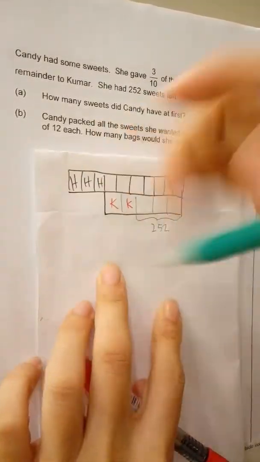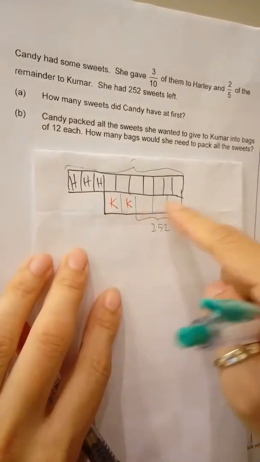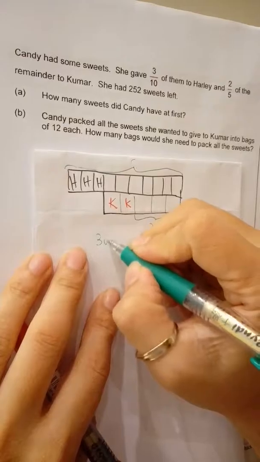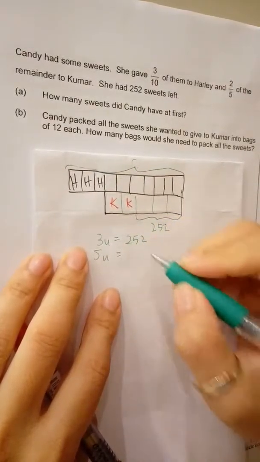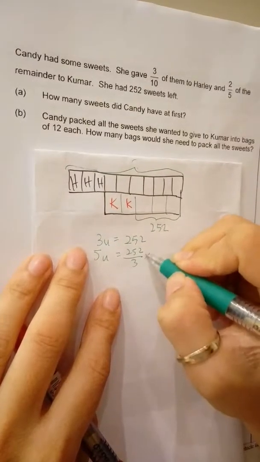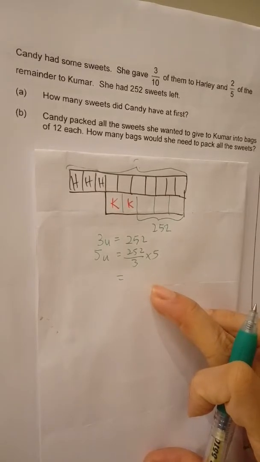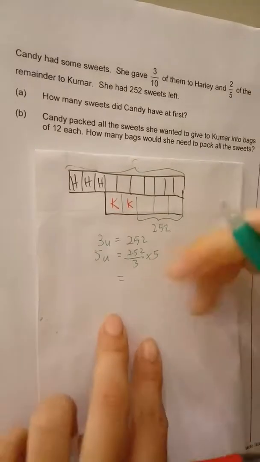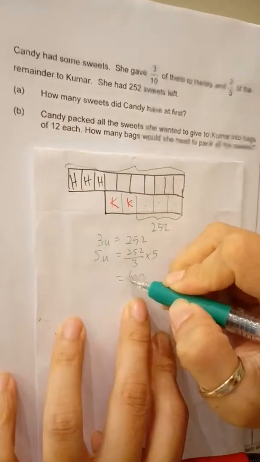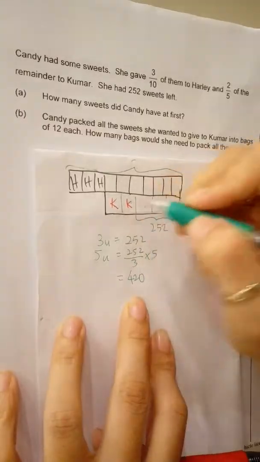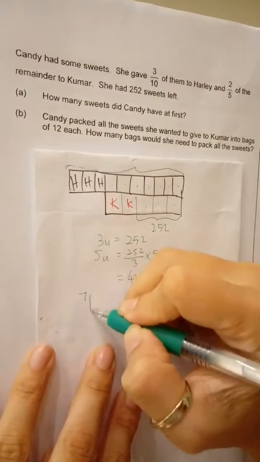How many sweets did Candy have at first? So I'm looking for the total at the beginning. Step by step. 1, 2, 3. 3 units of the remainder is 252. I'm going to find 5 units. You get 252 divided by 3 times 5. You get 420. So that means the remainder, 1, 2, 3, 4, 5, is 420. Now, 420 is also the same as 1, 2, 3, 4, 5, 6, 7. I can use 7 parts now.